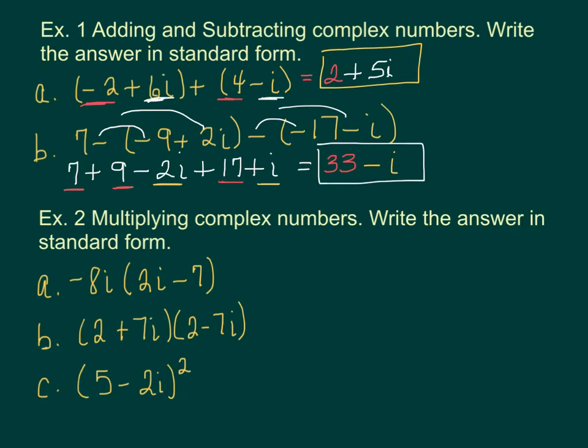Example 2 is multiplying. And when you multiply, you're going to notice that you're going to end up with the i squared. And don't forget, every time you see i squared, that equals negative 1.